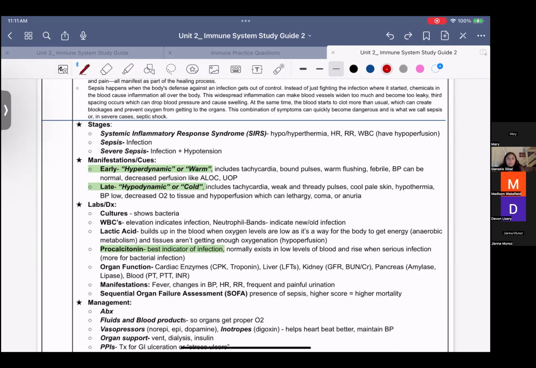So at the same time, again, we know that another body response is to clot to help literally stop that infection from going through. But basically the blood starts to clot more than usual. And then that creates the blockages, and that prevents oxygen from getting to the rest of the organs. So with a combination of all of those three things, you end up seeing cases of septic shock.